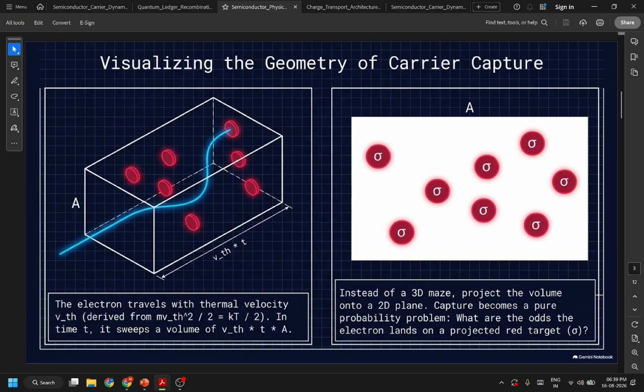So now the capture of carriers becomes a pure probability problem. What are the odds the electron lands on a projected red target sigma? So sigma we are considering as carrier capturing centers.